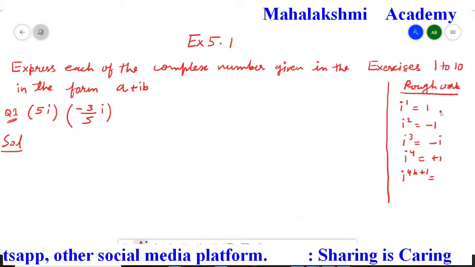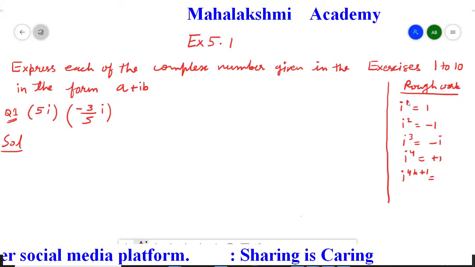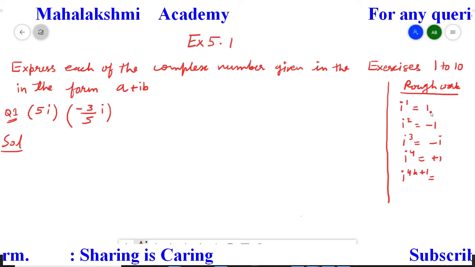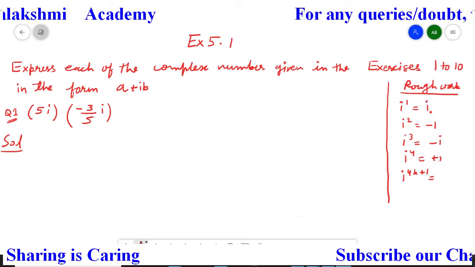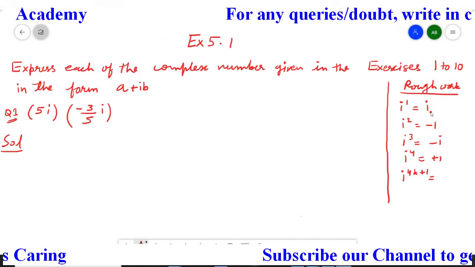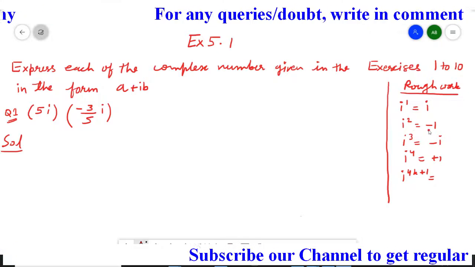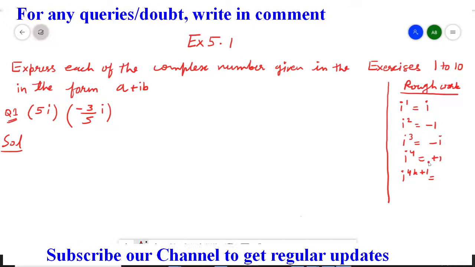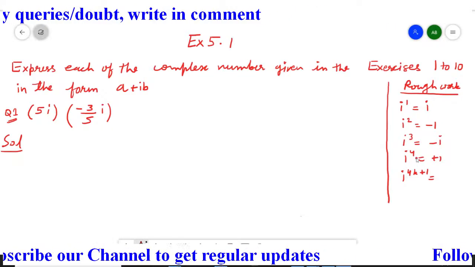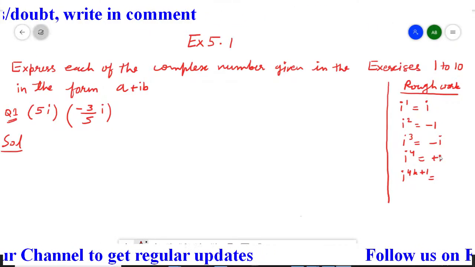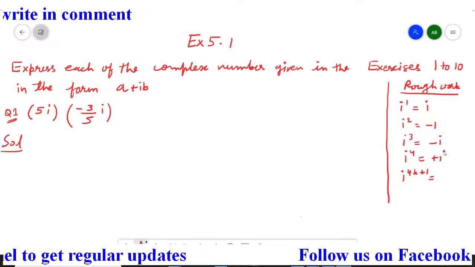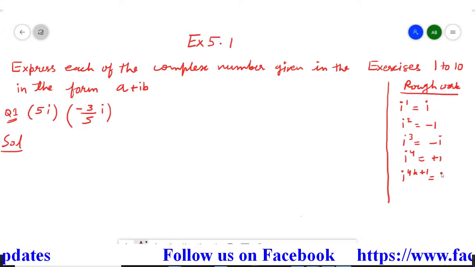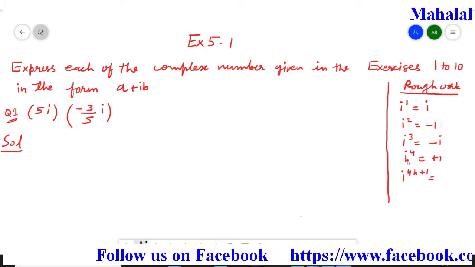If we have iota power 1, then it is going to be iota only, and if we have iota square, then it's going to be minus 1, and if we have iota cube, then it's going to be minus iota, and if we have iota power 4, then it's going to be plus 1. How these values arrived, I already explained in my video.